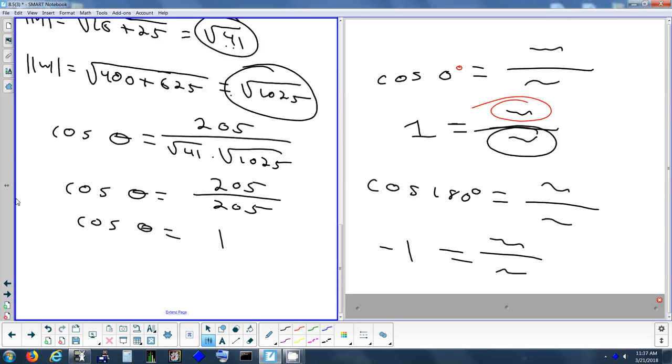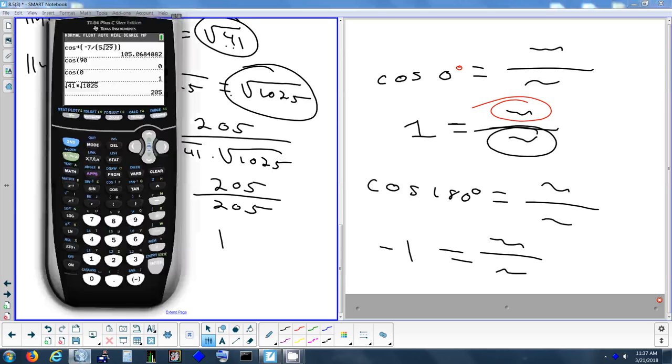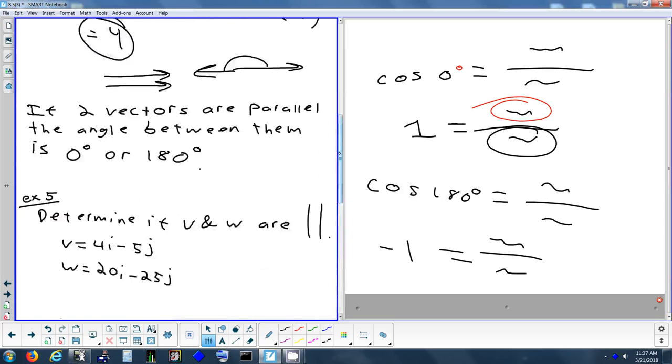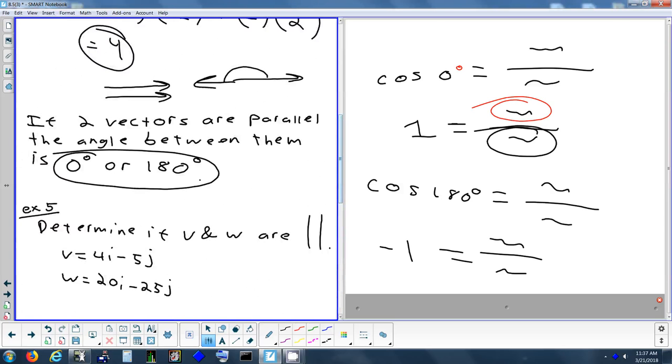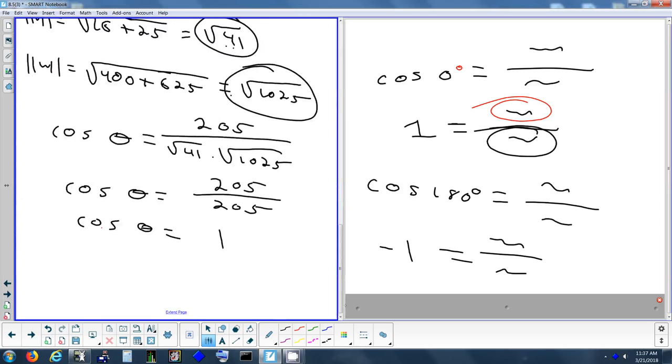If you forgot that, oh yeah, they're parallel, you should know that at this point. But if you forgot it, how would you get rid of cosine? Take the inverse cosine of one, you get an angle of 0 degrees. If you scroll back up, an angle of 0 degrees means they're parallel. Hopefully you wouldn't have to go through inverse cosine. You should already know they're parallel at that step right there.